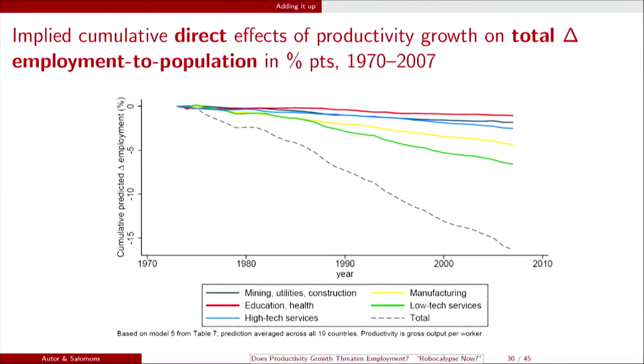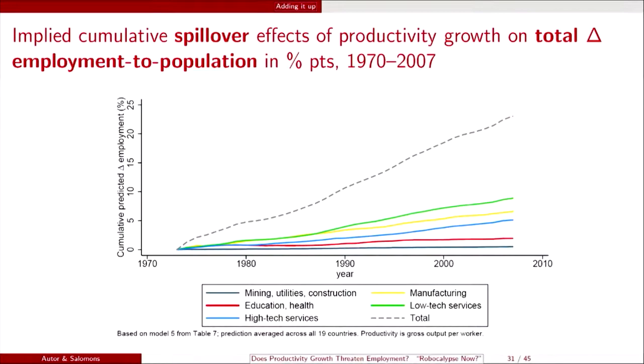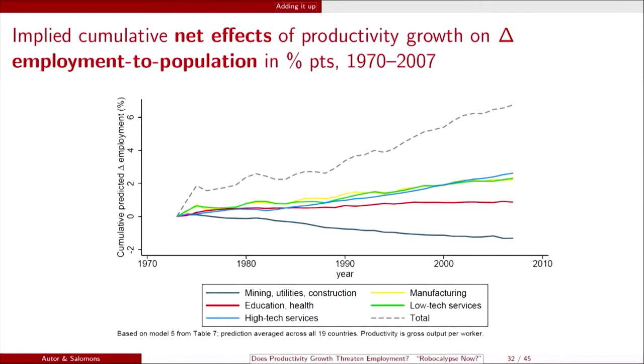Adding those up, if there was only the direct effect of rising productivity in own sectors, the aggregate effect would be to reduce the employment to population on average across these countries by about 15 percentage points, quite substantial. But now if we look at the spillover effects, not surprisingly, they're positive. That doesn't have to be true. They're not constrained to be positive. The largest spillovers are coming from low-tech services and also from manufacturing. It has a modest spillover, but it's had enormous productivity growth. So if you put those together, the net effects are positive.